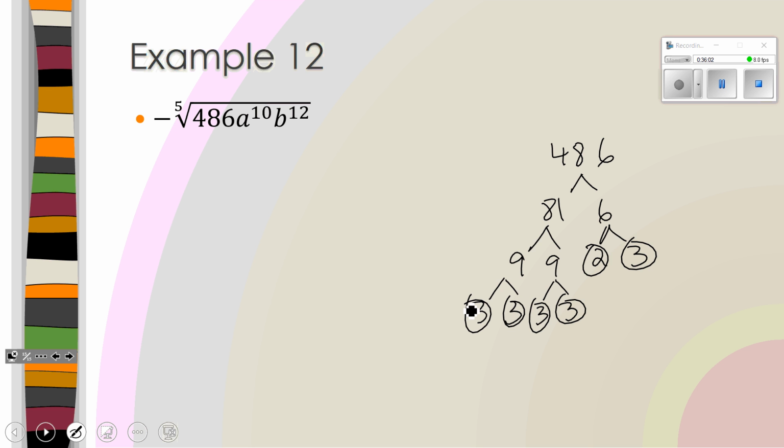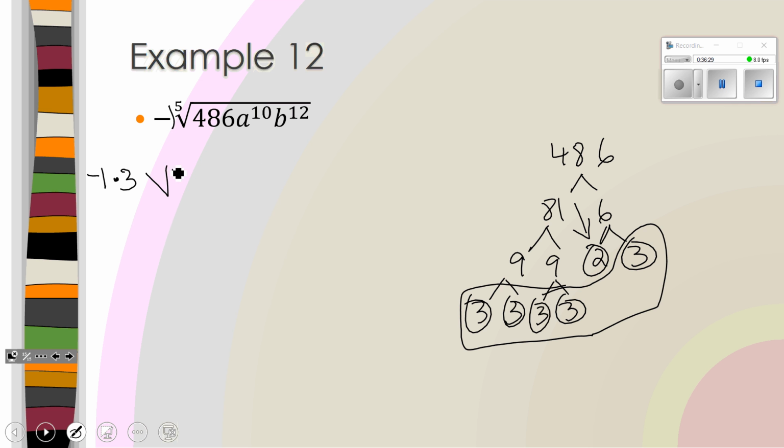And here's the thing. First of all, this is a -1, so I'm going to have a -1 on the outside. I need a group of 5. So 1, 2, 3, 4, 5 threes. How many 3s go to the outside? 1 three. And I'm going to times it with a -1. Don't forget, what else do I have left? A 2. So I'm going to have the 5th root of 2.